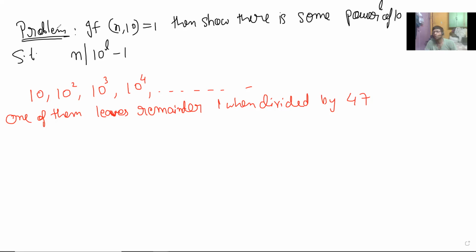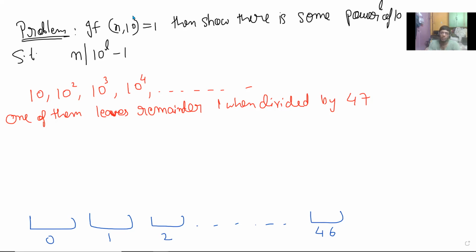Can we at least say that there will be two numbers in this infinite list which have the same remainder? Can we say that? Because what are the possible remainders? The possible remainders are 0, 1, 2, up to 46. And if you keep taking numbers, then obviously you will meet two numbers which have the same remainder. You don't even have to go too far.